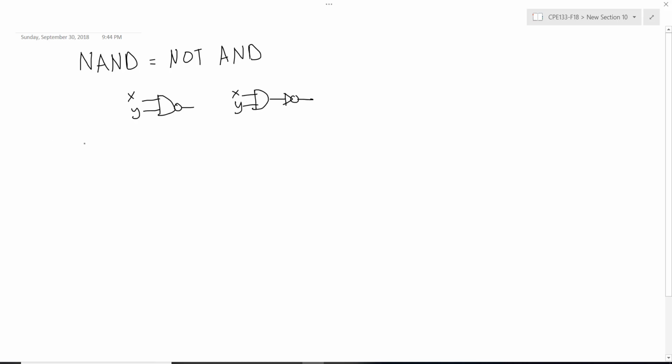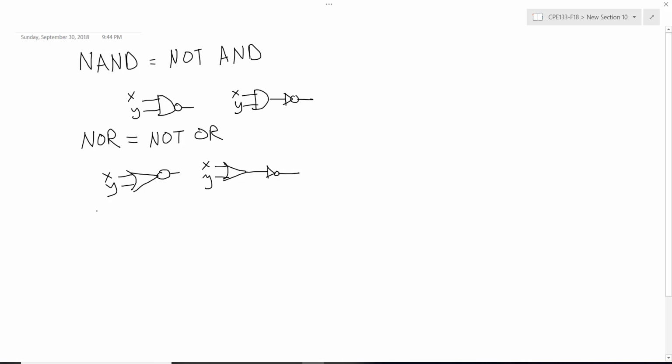Okay, so let's talk a little bit more about gates, in particular, two other gates that we can use, which are NANDs and NORs. A NAND gate is equivalent to an AND followed by a NOT. And a NOR, as you can probably guess, is equivalent to the NOT of an OR. So these can be useful in different contexts and for different applications.